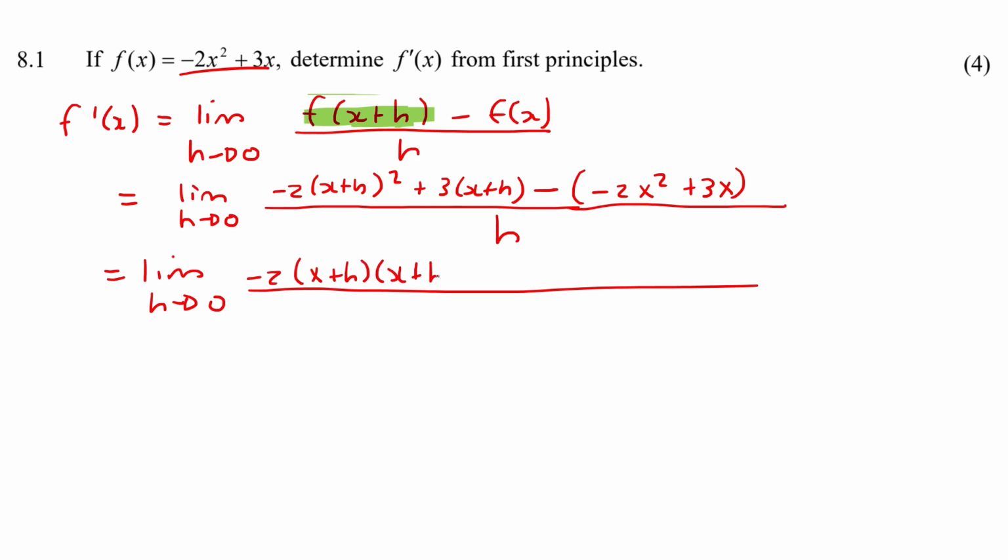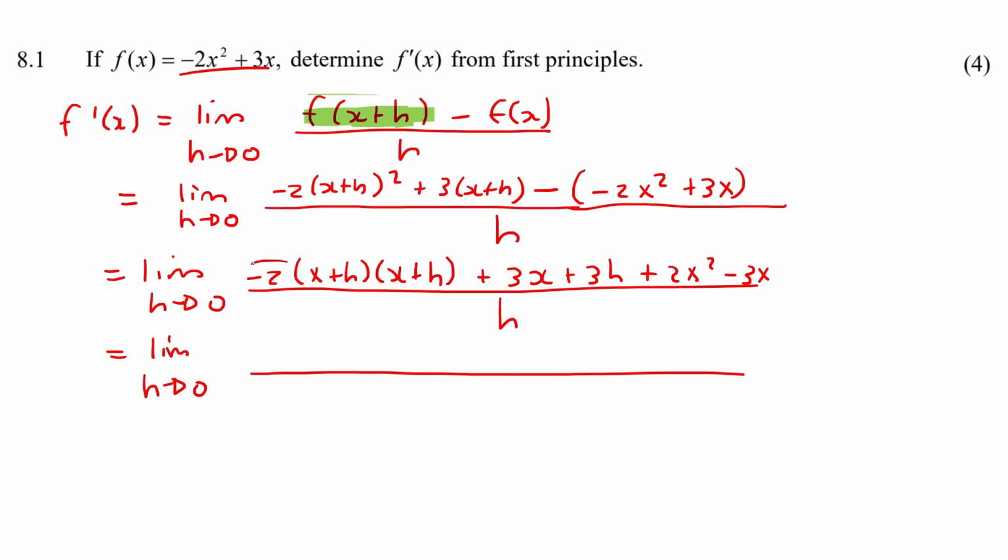Like that, x plus h, then plus 3x plus 3h plus 2x squared minus 3x. I just multiplied this negative inside. Okay, over h equals the limit as h goes to 0. Remember, they want us to write this all the way down.